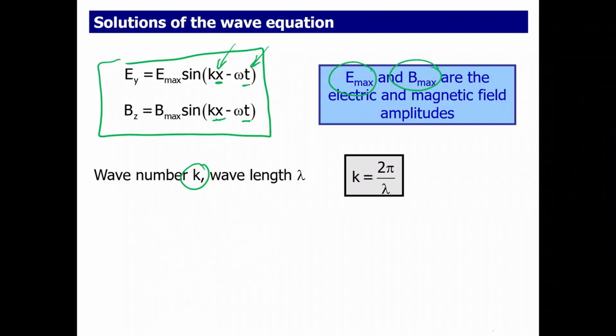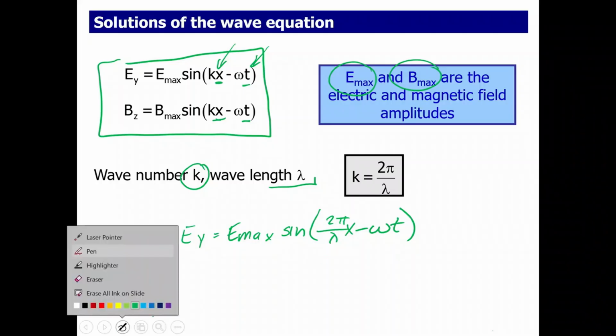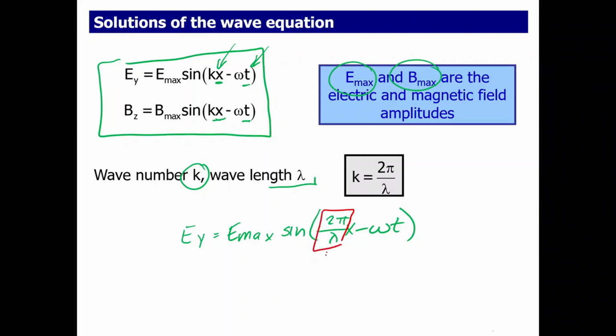In this case, the wave number k is related to the wavelength. And it's really there just to simplify that equation down. So instead of having to write E y is equal to E max sine of 2 pi over wavelength times x minus omega t, we're going to call this 2 pi over wavelength just k, so we can simplify our equation down. That's what the wave number means. It's just a placeholder for the expression 2 pi over the wavelength.